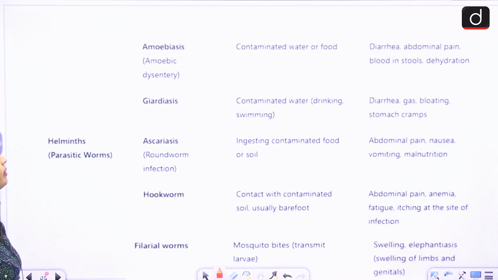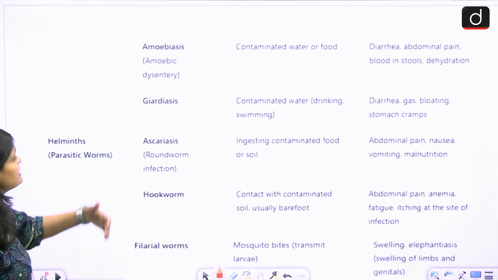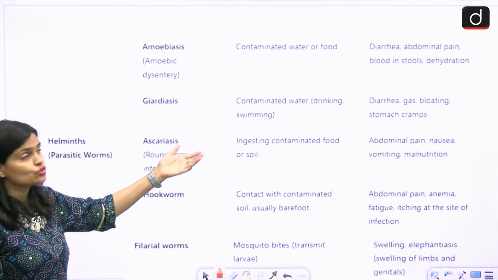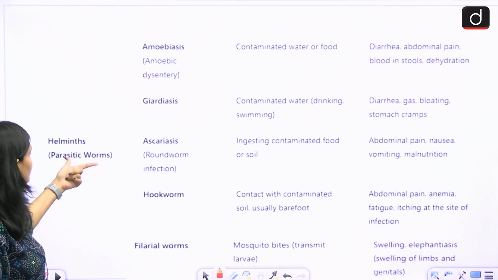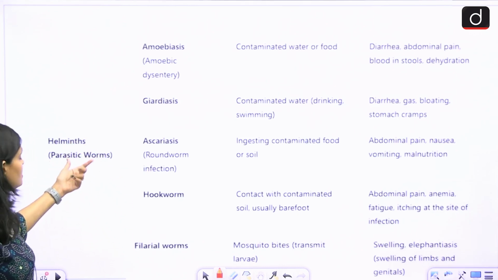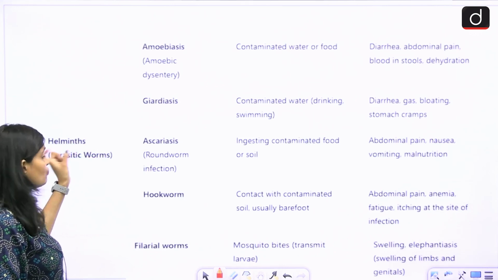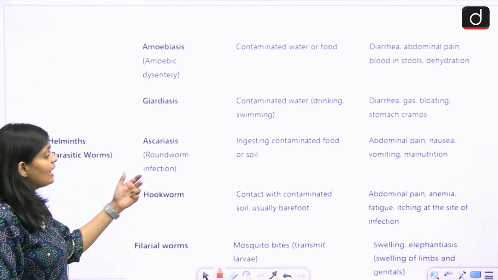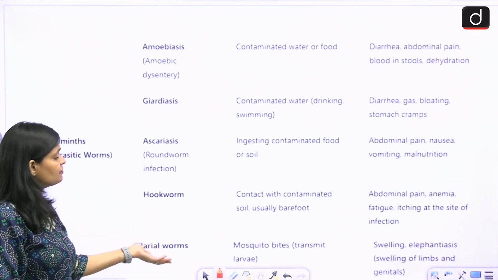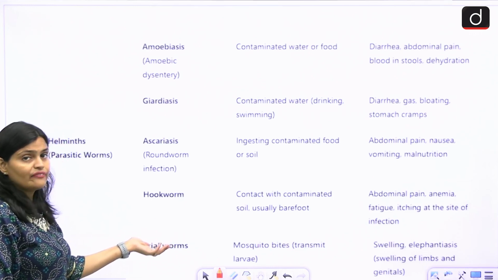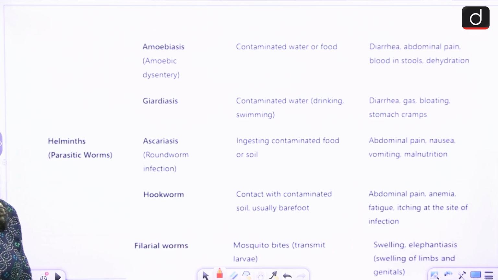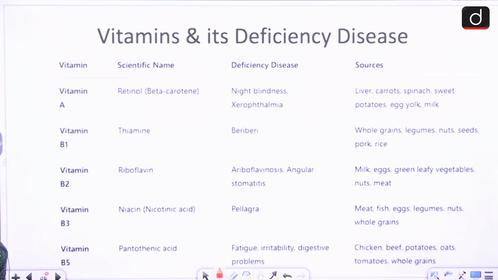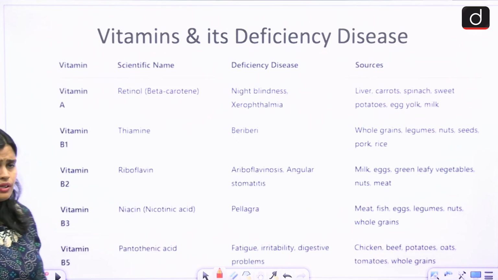Similarly, we have amoebiasis, which is also known as amoebic dysentery, a protozoan disease. Giardiasis is a protozoan disease, right? Ascariasis, hookworm, filarial worm are helminth worms, you can say caused by worms or helminthic diseases, and for their mode of transmission, filaria, also called elephantiasis, is transmitted by mosquito bite. So it is given in list form, just try to remember that.